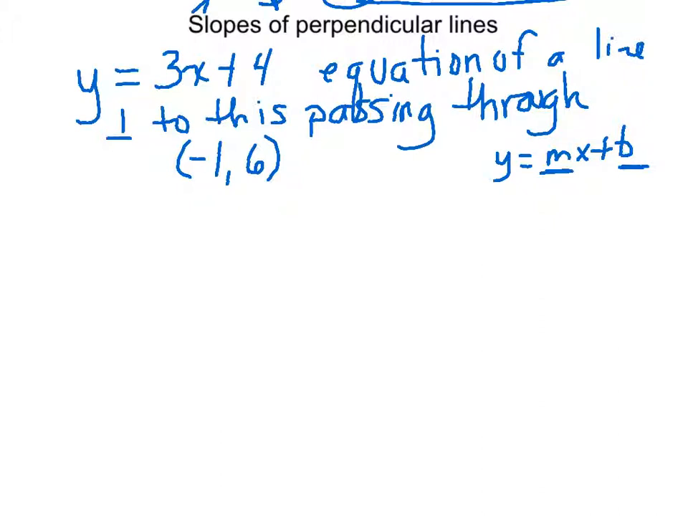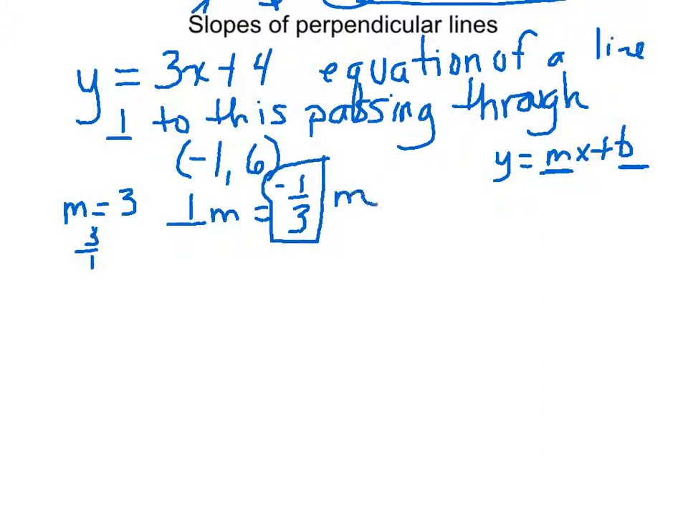So if we look at the equation that they gave us, what is the slope? Well, look at the number in front of the x. It's 3, so that's the slope of that line. Our perpendicular slope, we're going to take the 3, we can think of it as 3/1. We're going to flip it upside down and make it 1/3, and then because the 3 was positive, this needs to be negative. So there's our slope for our new line.